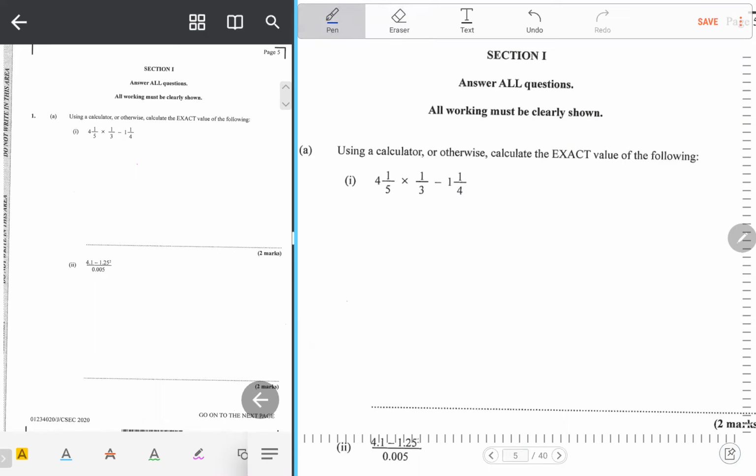So basically, I'm going to bracket this part to show that you have to do this part first, all right? All right, so you have to make sure.